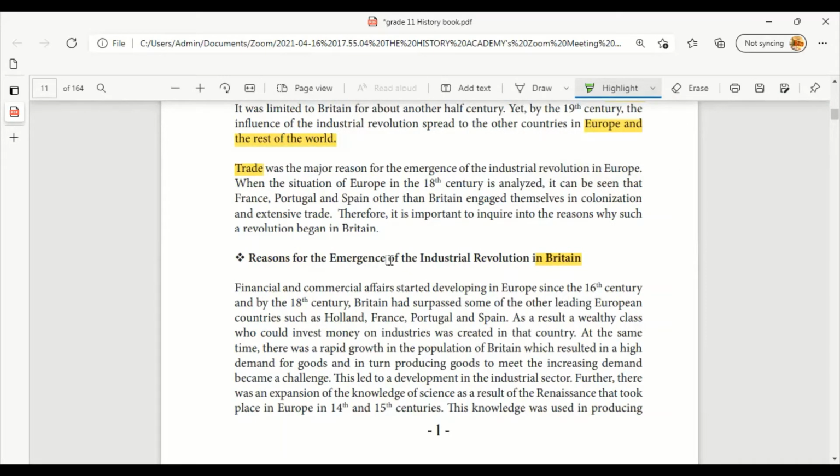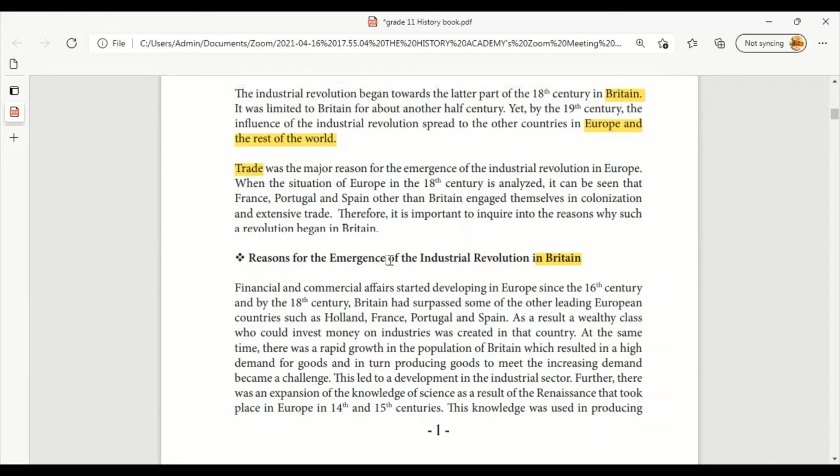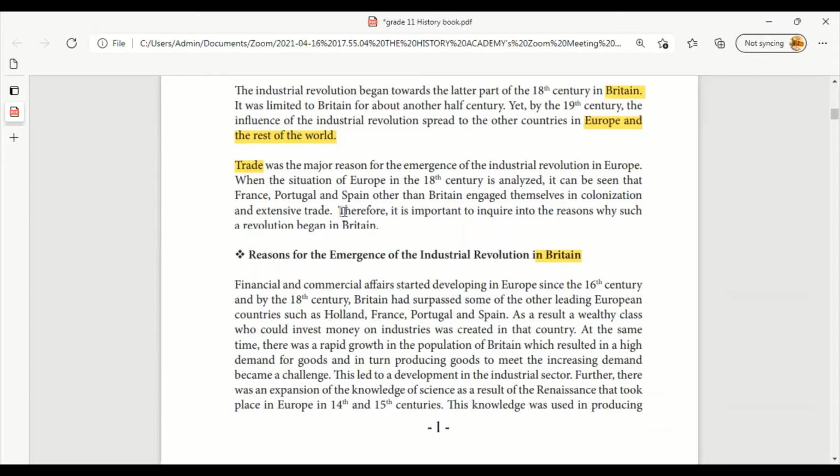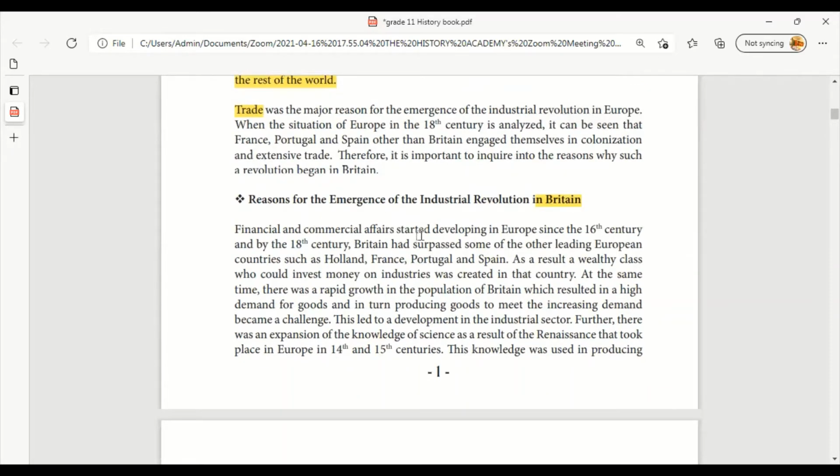At that time, many countries in Europe were powerful, but the industrial revolution started in Britain. Financial and commercial affairs started developing in Europe since the 16th century, and by the 18th century, in trade, Britain had surpassed some other leading European countries. That means Britain was at the front of trade. They had good leadership in trade. They had the trade in their hands.